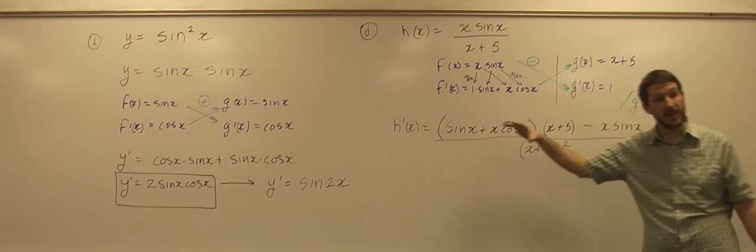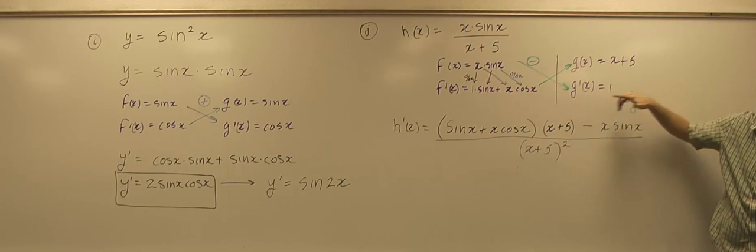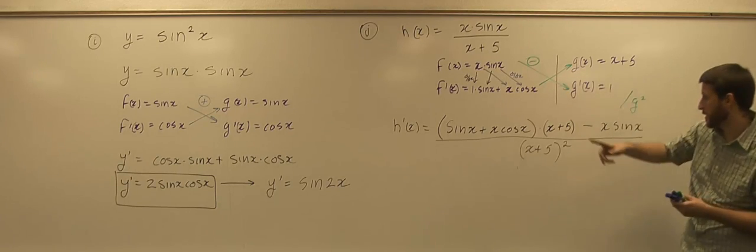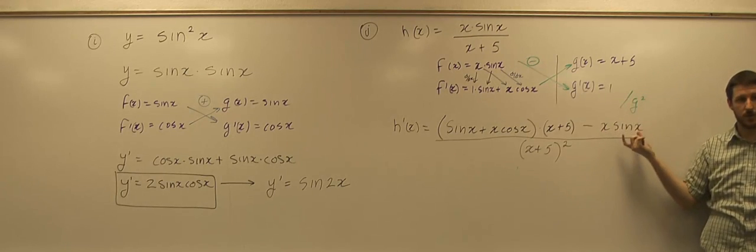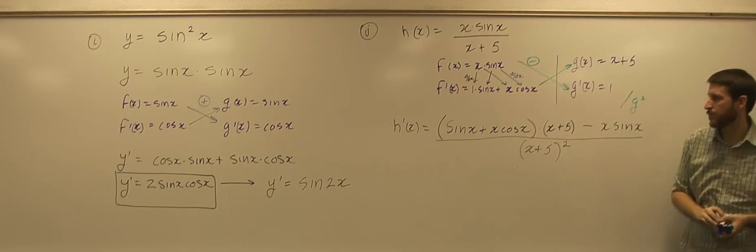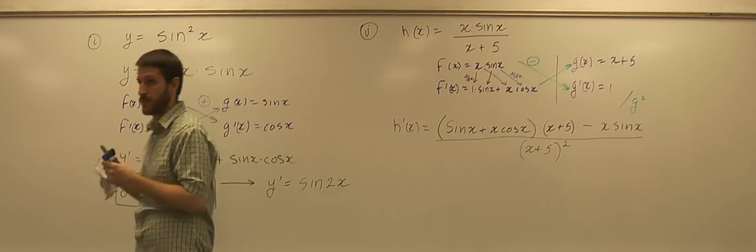Now, if you were trying to simplify this, you would have to multiply out here, because something here could collect with this. And in fact, something here will collect with this, right? Because you'll have an x times sine x, which will go away with this. You guys think you could simplify this?